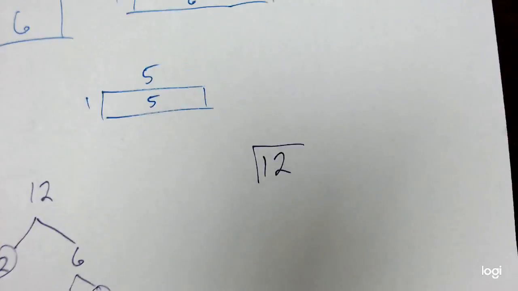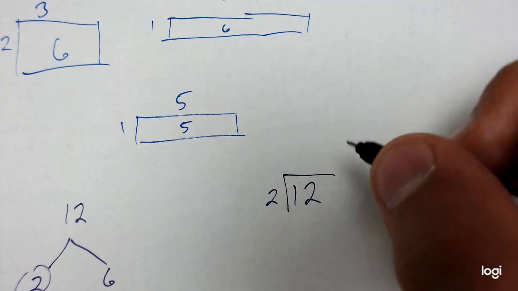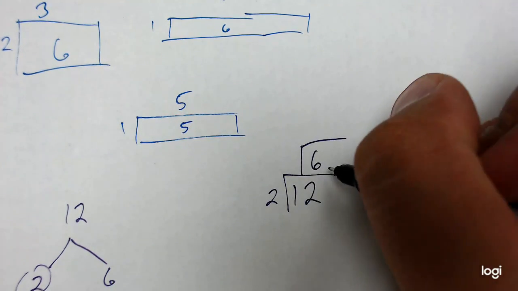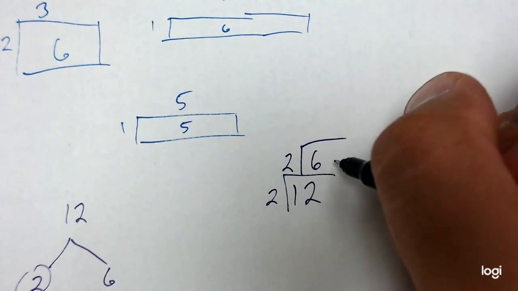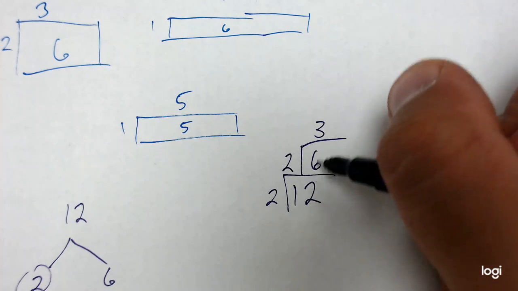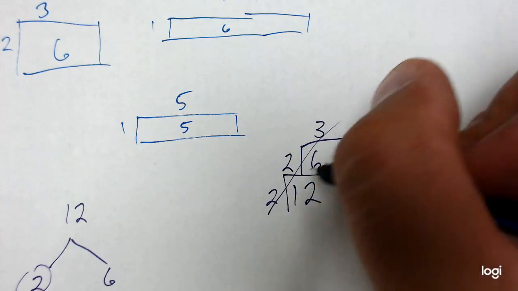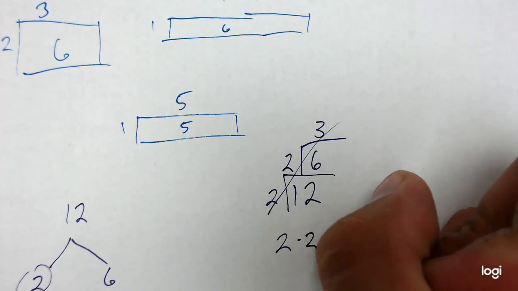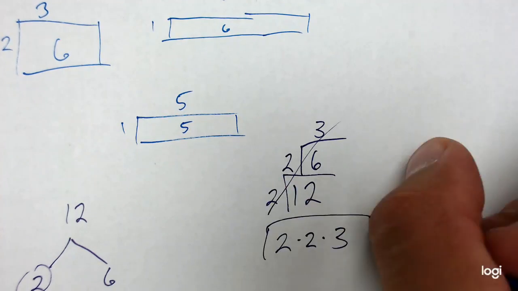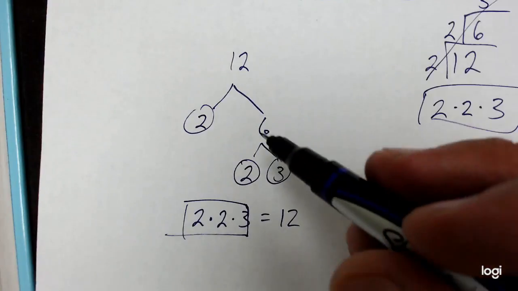Now, what if I was going to use a division tower? Well, I would pick a prime number, 2. 2 goes into 12 6 times. Then I divide again, and 2 will also go into 6, so 2 will go into 6 3 times. The way the division tower works is when your top number finally becomes a prime number, you're done. So this is my factorization, 2 times 2 times 3, which is the same answer we got over here. So you can use towers to divide, or you can use factor trees.